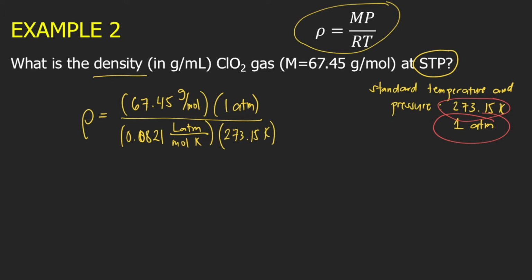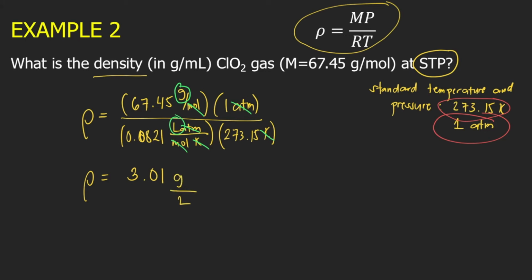So if you solve this in your calculator, 67.45 times 1 divided by 0.0821 times 273.15, you will get the answer 3.01. And let's check the unit. Moles will cancel, atm will cancel, Kelvin will cancel. So the unit would be grams per liter. So 3.01 grams per liter.